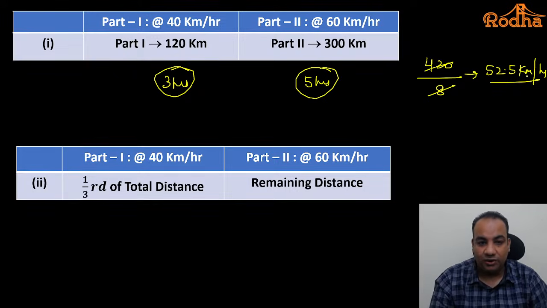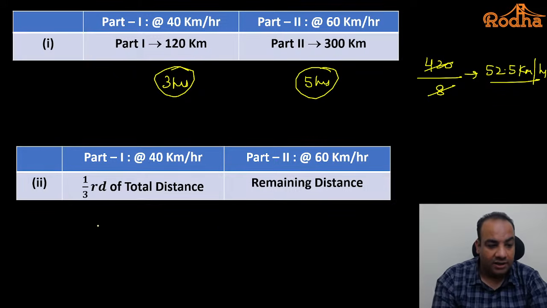Whenever you have to calculate the average speed of the journey, you should know what part of the journey is given in the question. They should give you some information about that part of the journey. Now try this question.